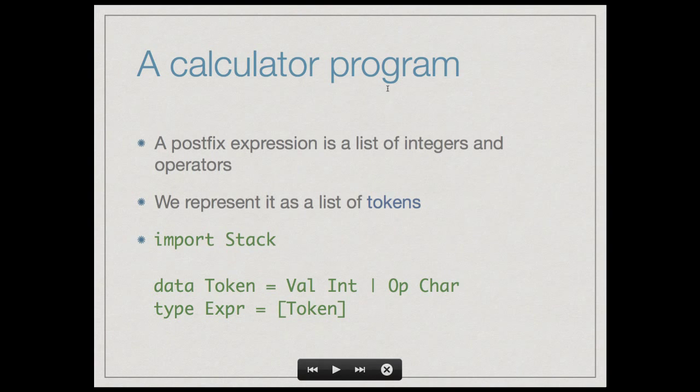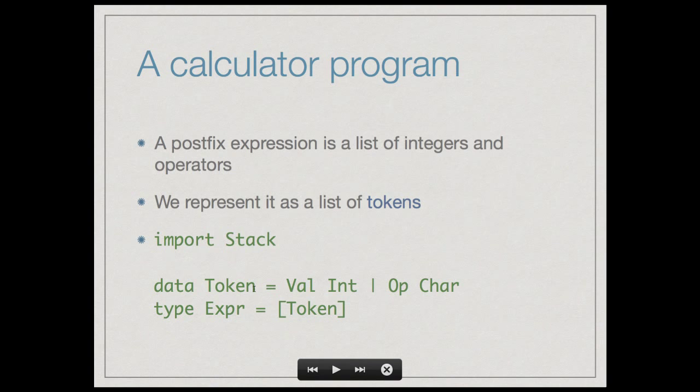Here is how we would program this calculator to calculate the value of postfix expressions. A postfix expression is given as a list of integers and operators. Since it's a list of mixed type, we need to create a new data type. We will call these tokens. A token is either an integer or an operator.